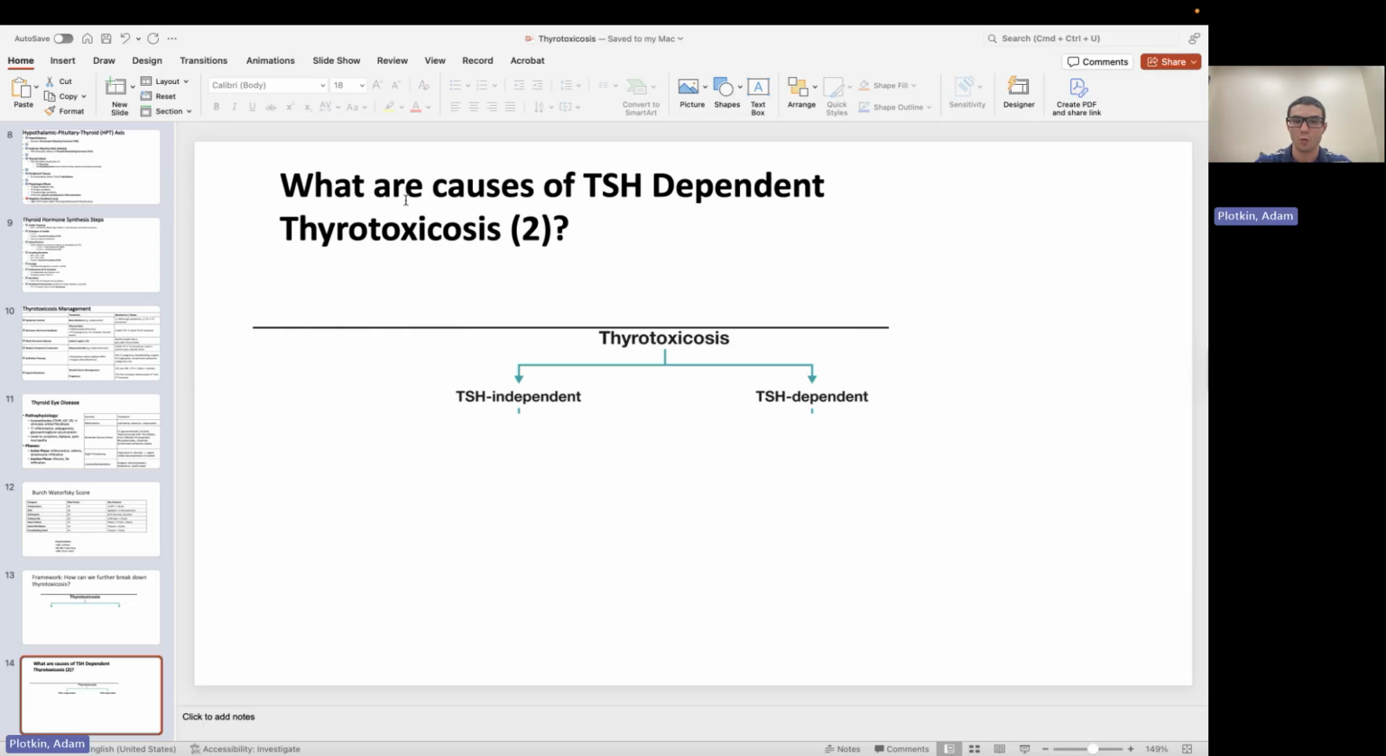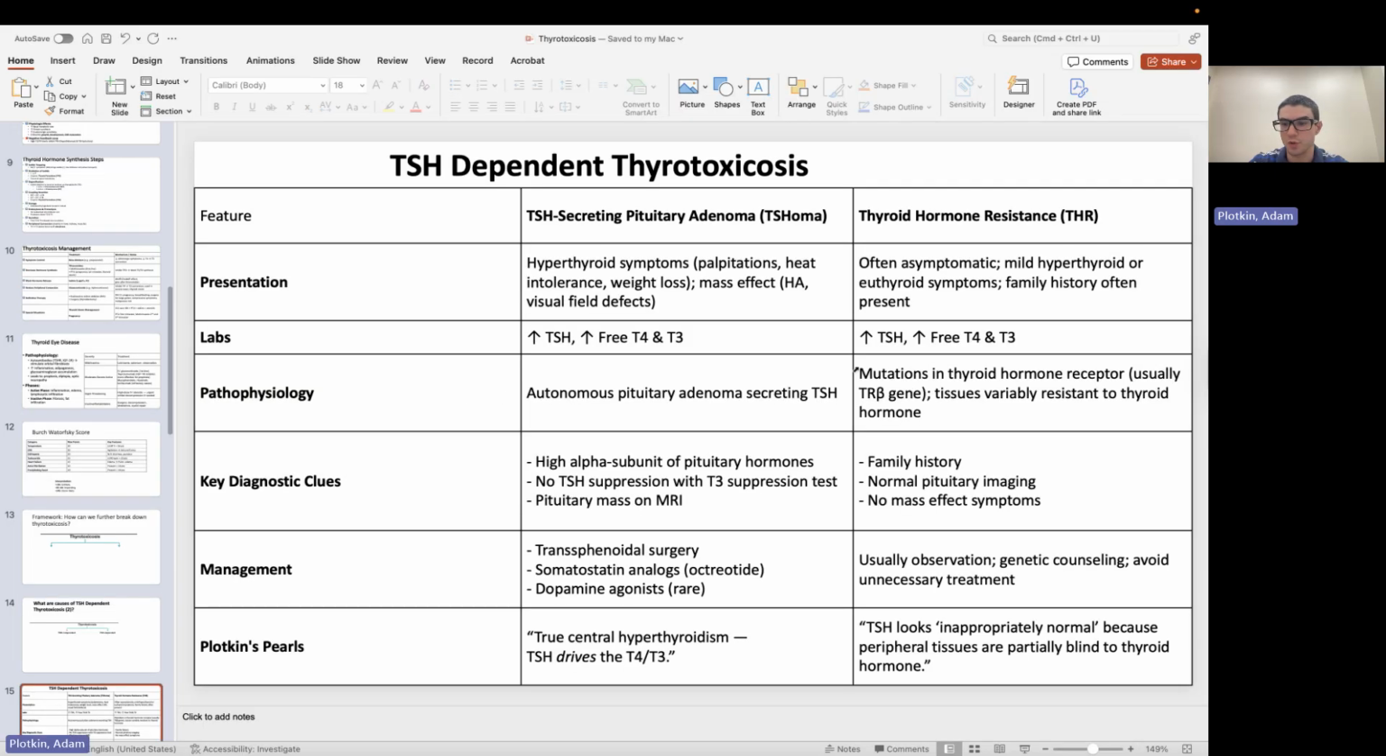So now I want you to think about what are the causes of TSH dependent thyrotoxicosis. So there's 2 big ones that we're going to discuss. What do you think? Pause your screen. So the 2 big ones are going to be a TSH secreting pituitary adenoma and thyroid hormone resistance. Okay. So in TSH secreting pituitary adenoma, we're going to have our hyperthyroidism signs. You know them by now: palpitations, heat intolerance, weight loss. And then we might also see mass effects.